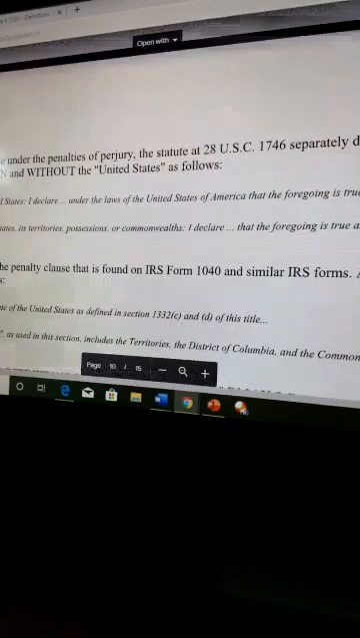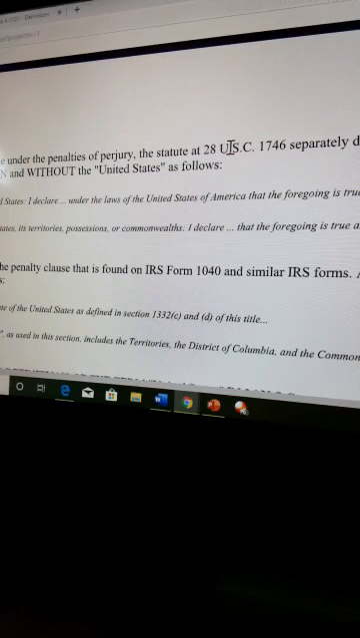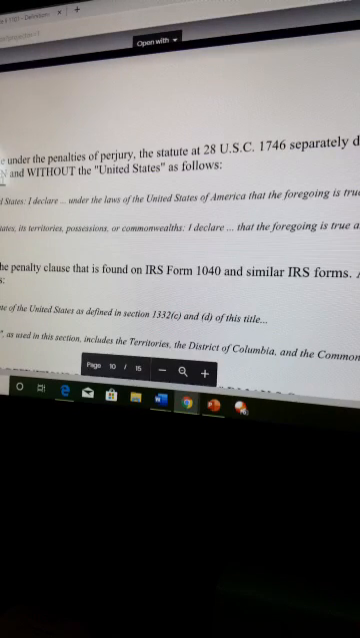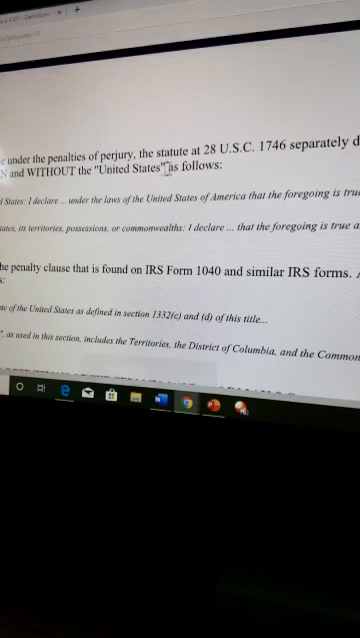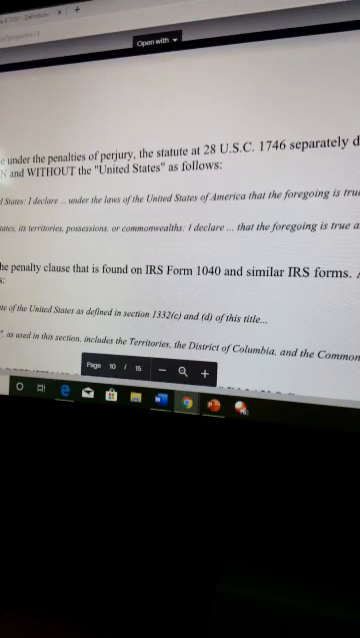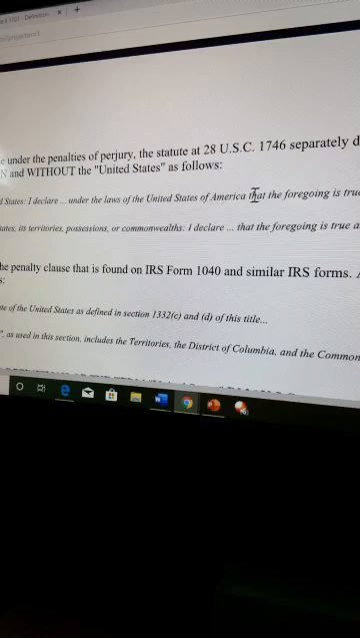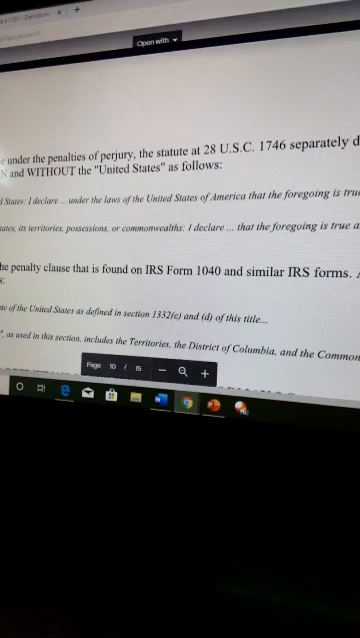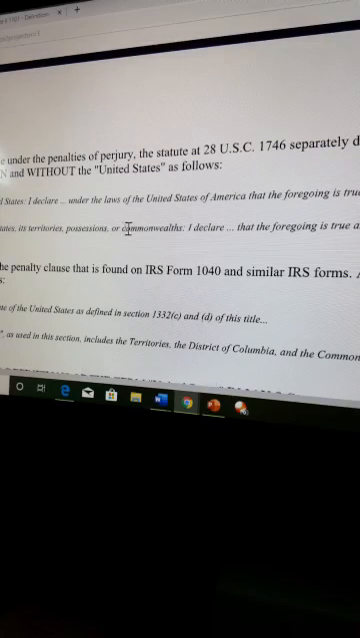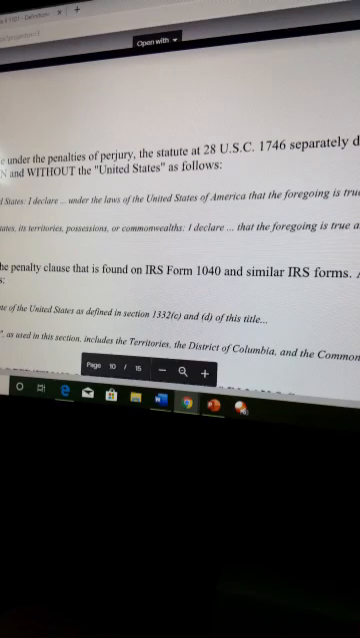And for the declaration made under the penalties of perjury, the statute at Title 28 U.S.C. 1746 separately defines declaration made within and without the United States as follows. If executed without the United States: "I declare under the laws of the United States of America that the foregoing is true and correct." If executed within the United States, its territories, possessions, or commonwealth: "I declare that the foregoing is true and correct." Emphasis added.